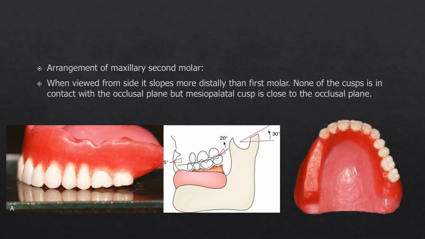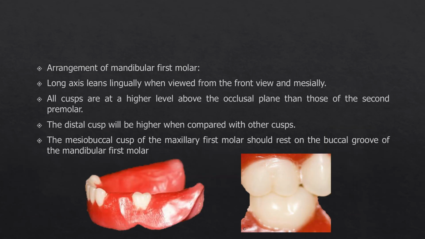The second molar on the occlusal view appears to be slightly tipped buccally and distal. So as you can see, this is the curve of Spee that all the maxillary teeth have to follow, starting from the canine. Now coming to the arrangement of the mandibular first molar.